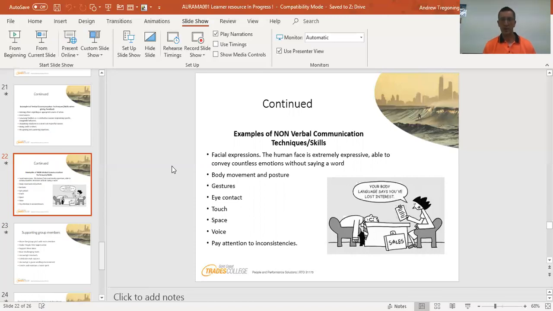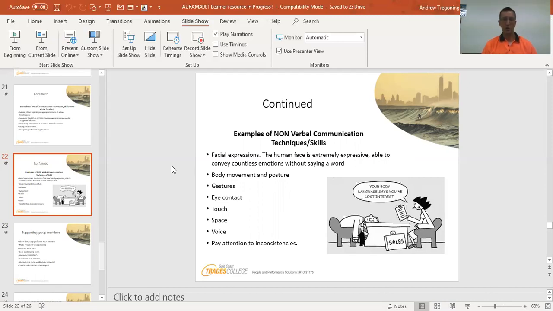You can see a little image in there, a little tile there. Your body language says you have lost interest. So if I see anybody there with their heads on the table, you can pretty much tell they've lost interest. Body movement and posture. You can sit up straight, or you can slouch, or you can sit up straight and be much more attentive. It all speaks. Everything says something. Everything does communicate. So in this life, we can't not communicate. We're always communicating something with our facial expressions and our body language.